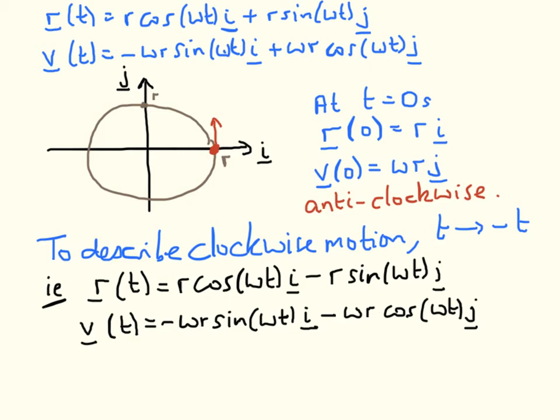So changing the direction of motion is quite simple. It just corresponds to changing the sign of t and substituting it into this equation here. So with that, I just want to look now at starting at different positions, and we'll move on to the next slide.